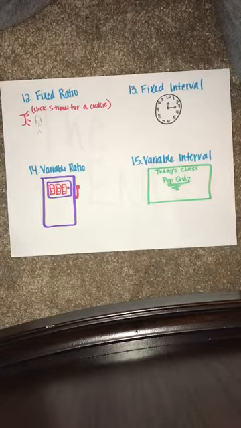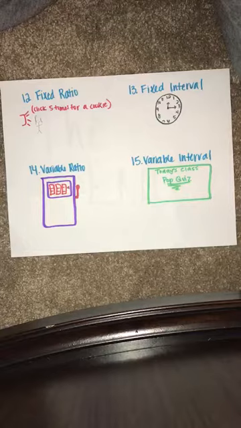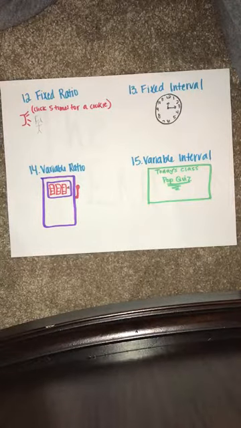Variable ratio is an unpredictable number of responses. When you play a slot game at a casino and you win every once in a while. Variable interval is an unpredictable amount of time. Going to school and having a pop quiz.